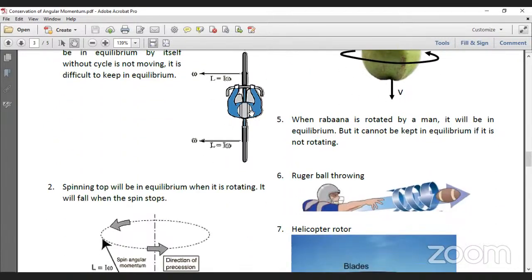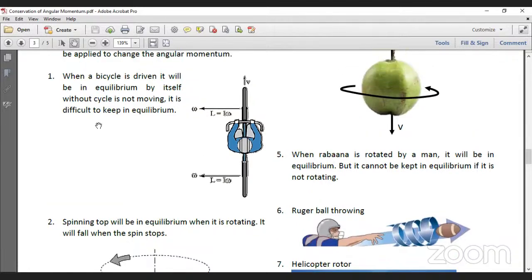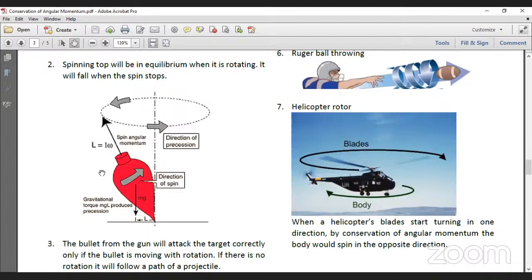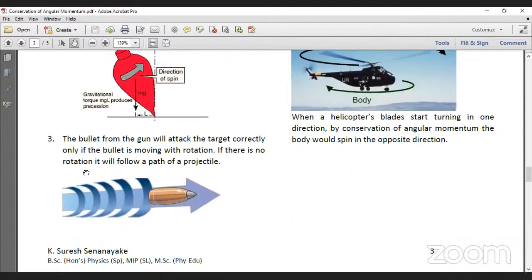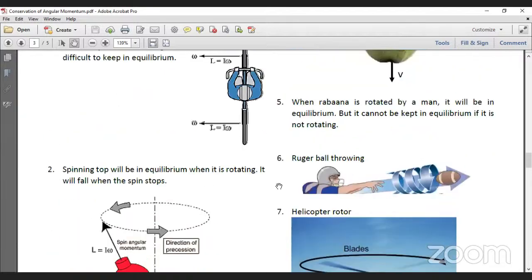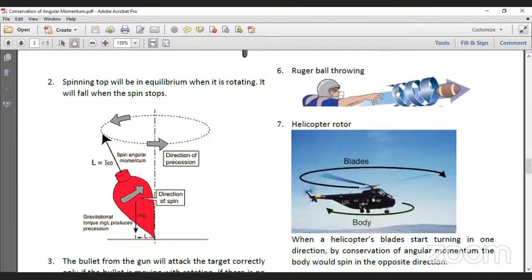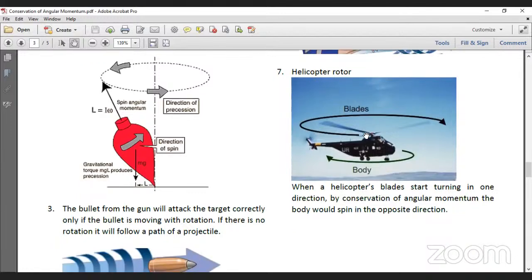The bicycle also: when the wheels are not rotating, it falls down. But when they are rotating, you can keep it in equilibrium. Spinning a top is similar. It can rotate like this and stay in equilibrium, but if there's no rotation, it falls down. The bullet, the coconut and the rugby ball throwing are also examples, where we make a rotation and send it. And you can see the helicopter rotor also.